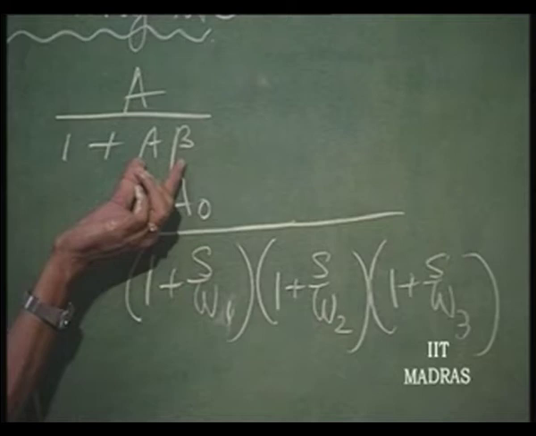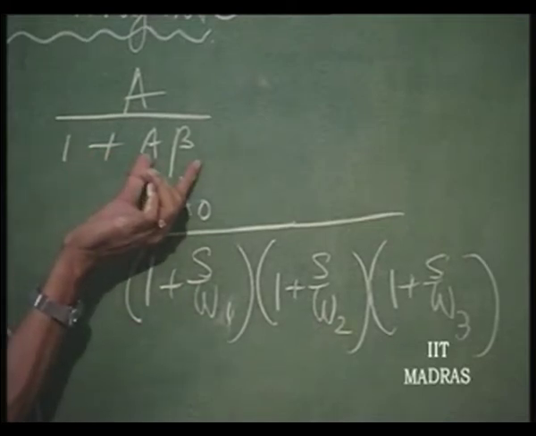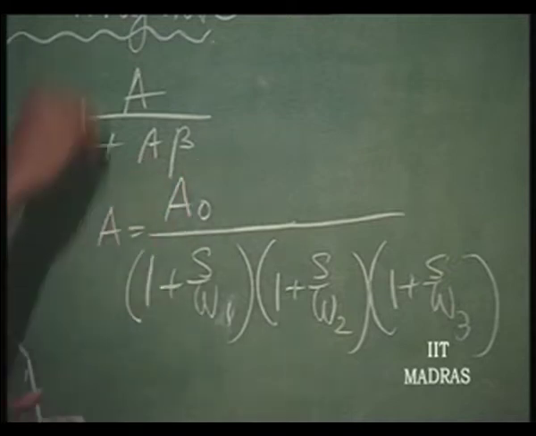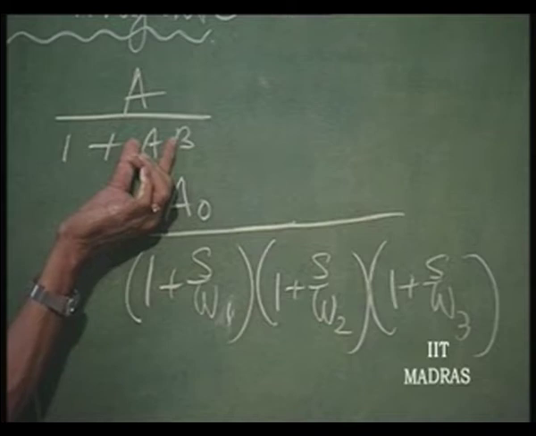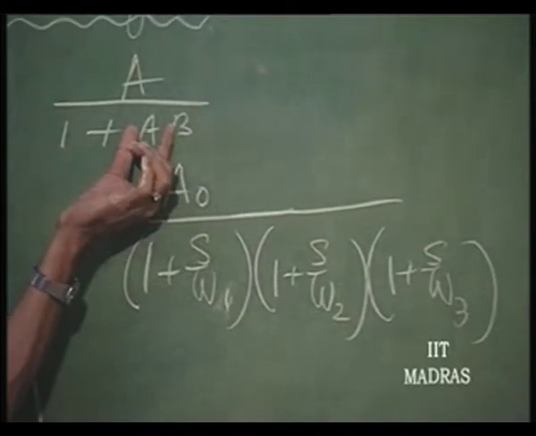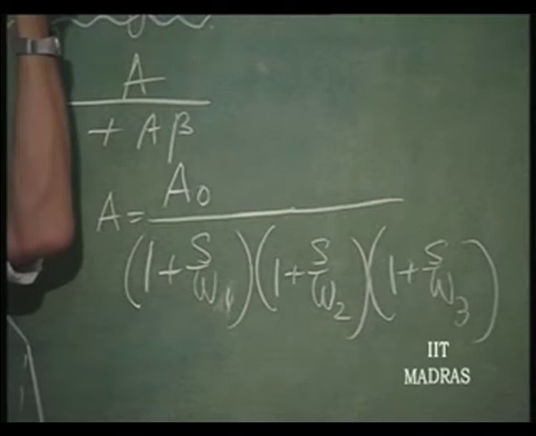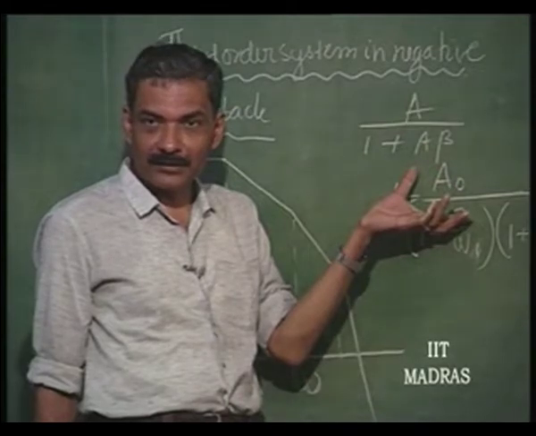And if at that point it becomes 1 minus A beta, you take the magnitude of this, and it has become negative, then if the magnitude of A beta is less than 1, there is no harm, it is still not going to give you any trouble. If it is equal to 1, then the gain goes to infinity. That means at that frequency it will start oscillating.